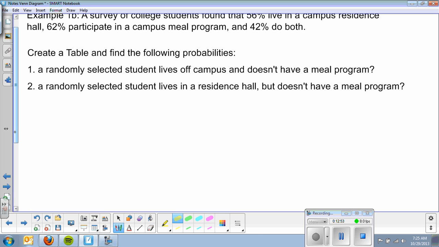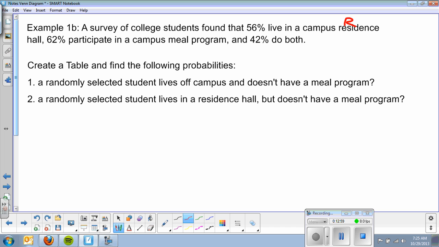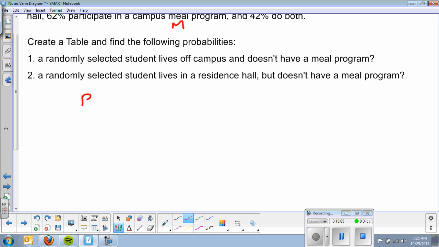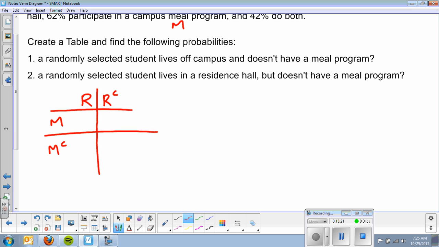So, a table basically looks like this. I'm using R for residence and M for meal plan. So here's what my table looks like. I'm either going to have a residence plan, or live in a residence rather, or not live in a residence. I have to fall into one of those two categories. I'm either going to have a meal plan, or I don't have a meal plan. I have to fall into one of those two categories. Now, if I finish this off, I get a little table. We write totals over here and total over here. And of course, the ultimate total is always going to be 1.